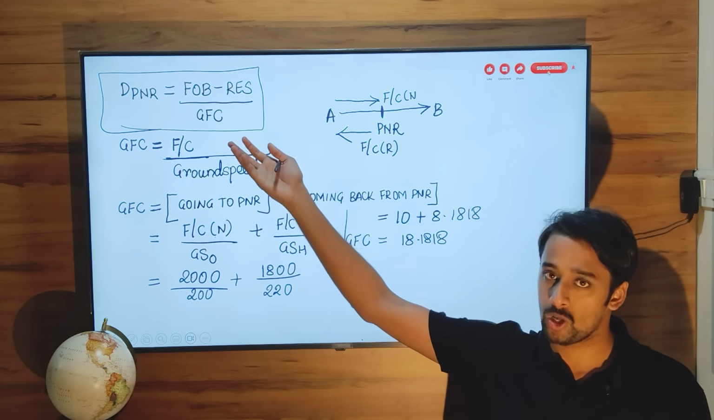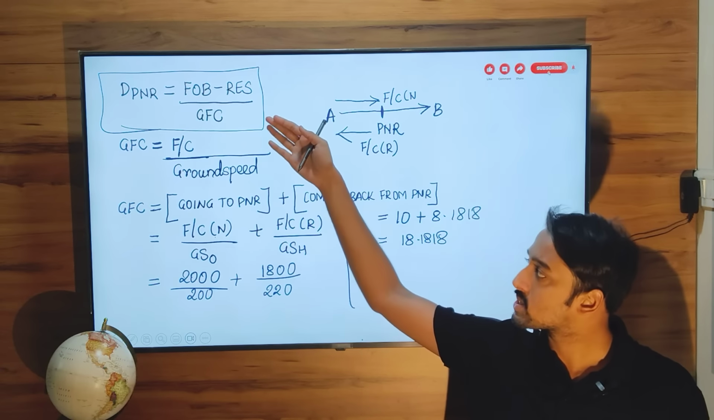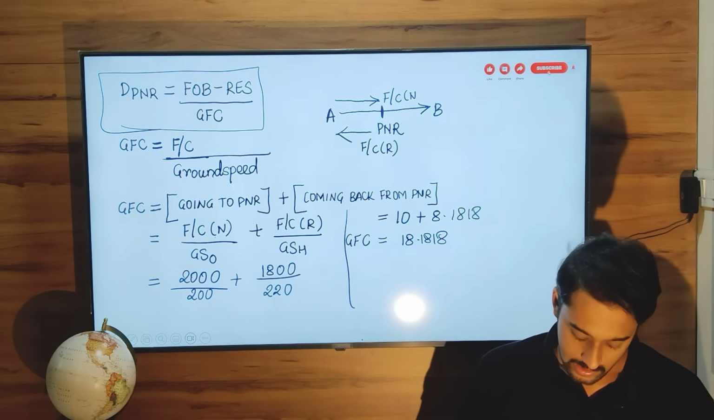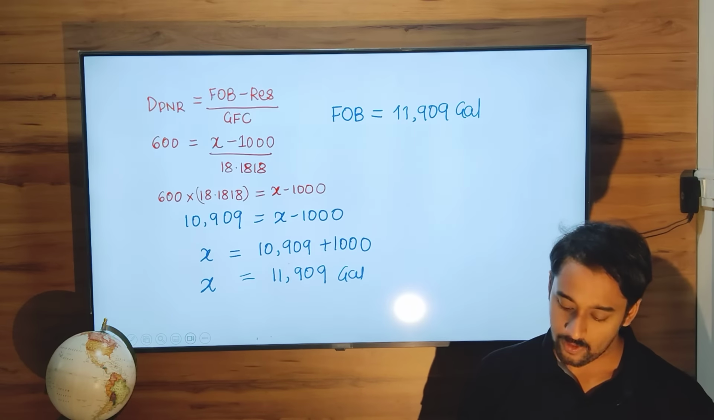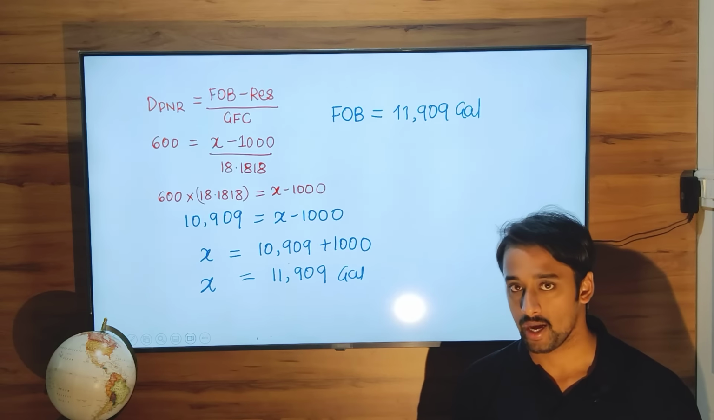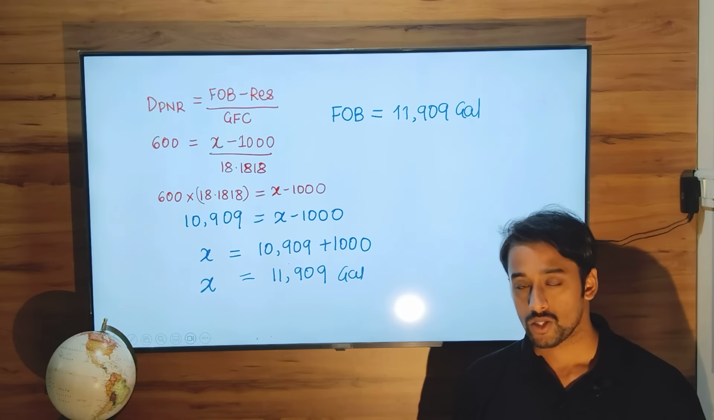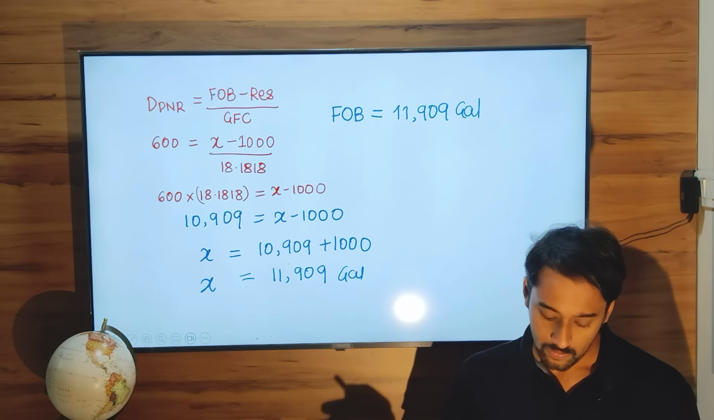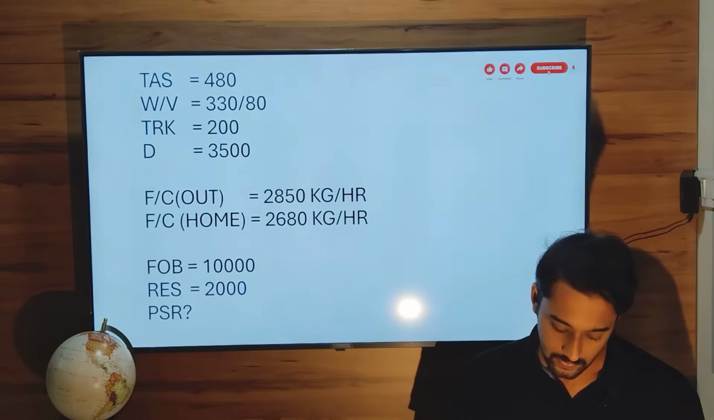So what do we want? Fuel on board. Reserve is given to us. Substitute the values and you get the answer that your fuel on board is 11,909. Okay, so that's about it. So let's go to the next question.